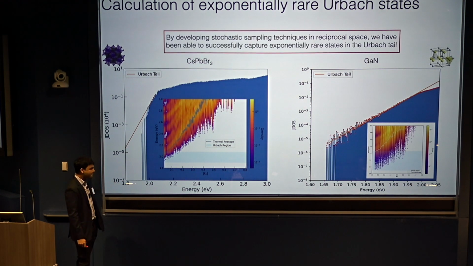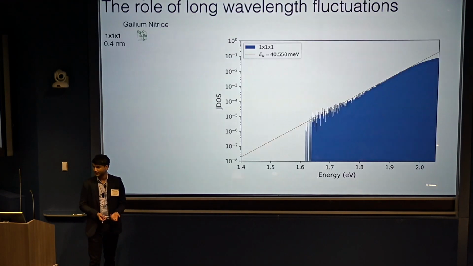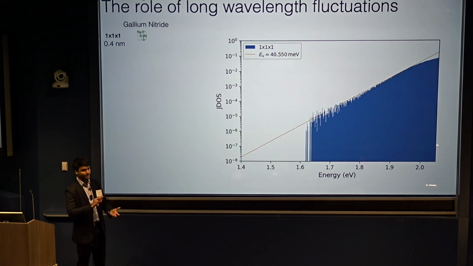So when trying to sample different nuclear configurations in a given system, an important consideration to make is the fact that the nuclear distortion can have a length scale that's larger than a unit cell, right?